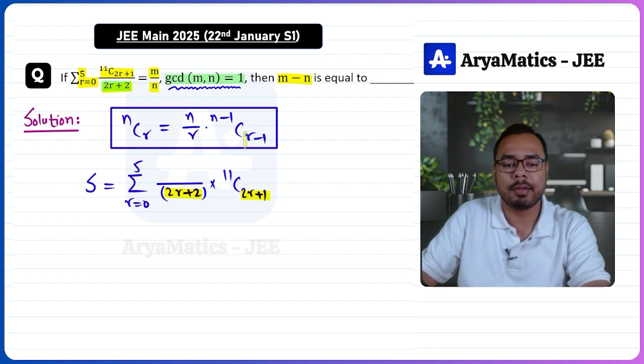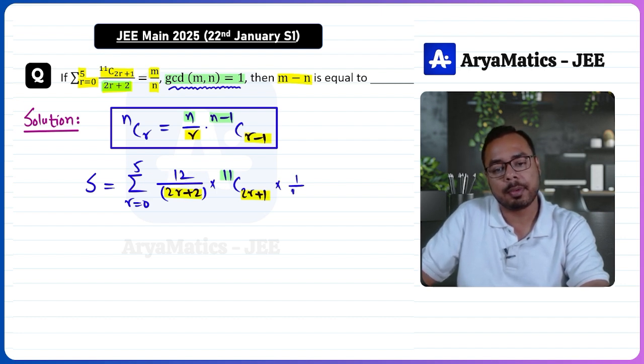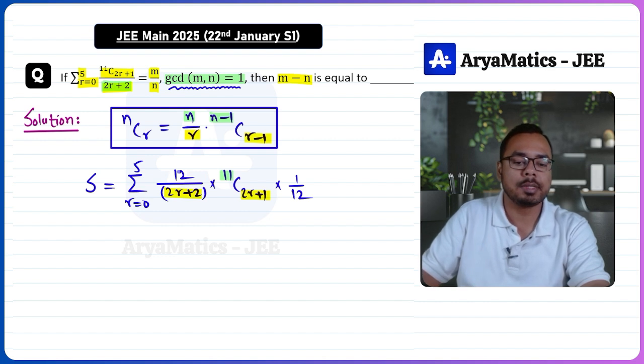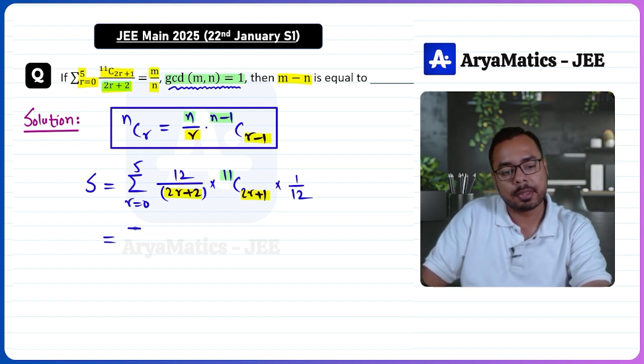So for that, you can see that if I have r minus 1, this must be r. And if I have n minus 1 in the numerator, we must have n. Right now we have 11 in the numerator, so we need a number 1 bigger than this one. So the number will be 12. So basically multiply and divide by 12. And now you can see that 12 by (2r+2) multiplied by 11C(2r+1) will be nothing but 12C(2r+2).